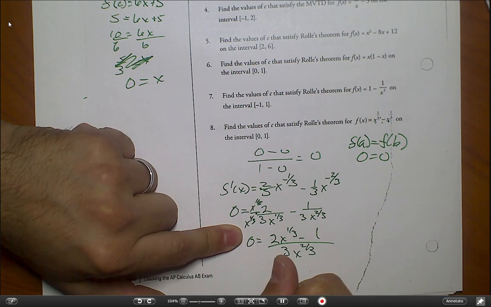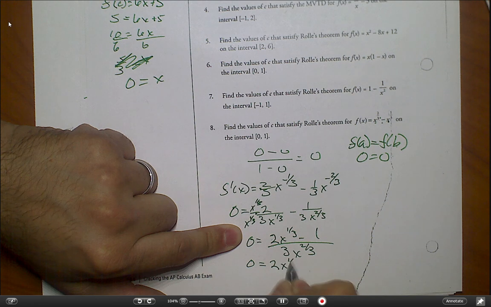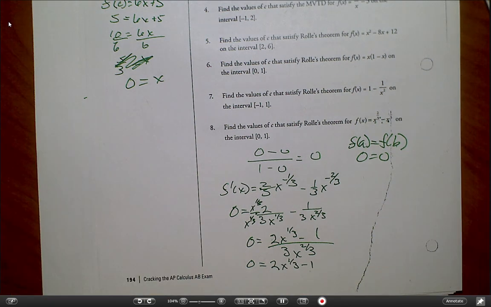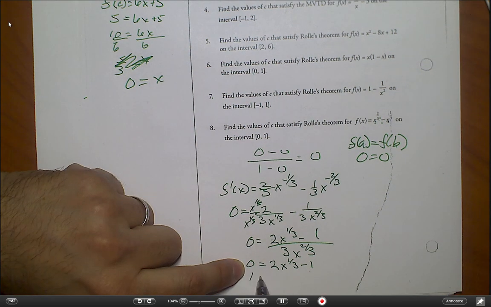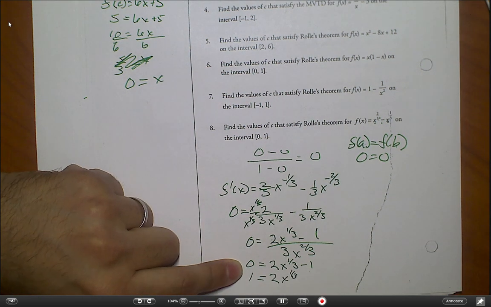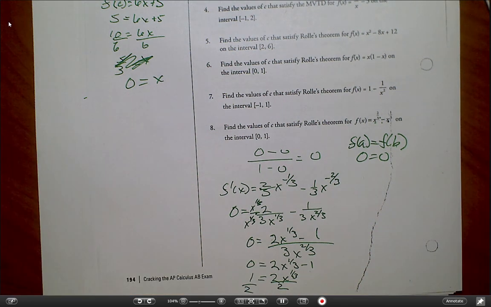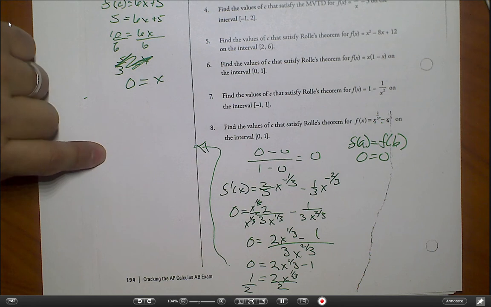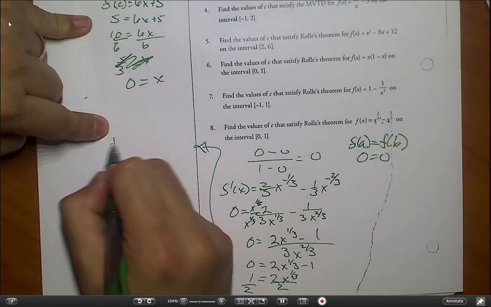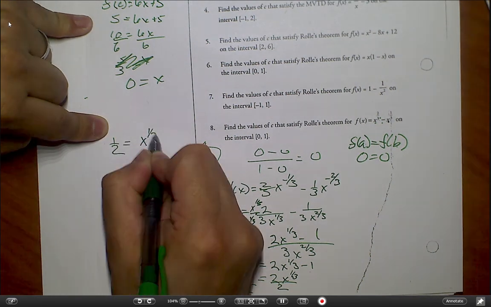So now it's going to be, let's see, 0 equals 2x to the 1/3 minus 1. Add 1 to both sides. And then it's going to be 1 equals 2x to 1/3. Divide by 2. So now it's going to be 1/2 equals x to the 1/3.